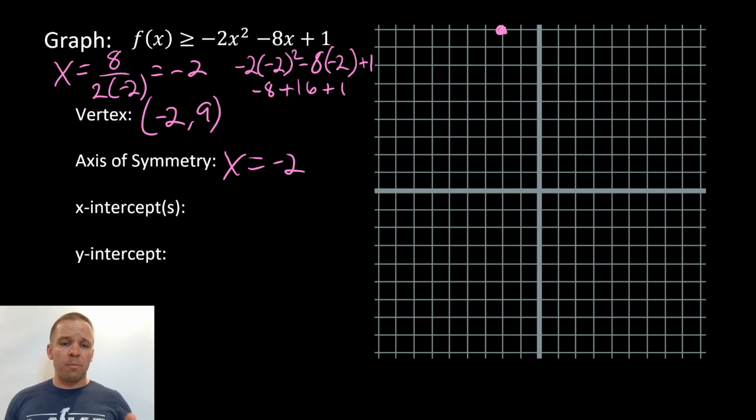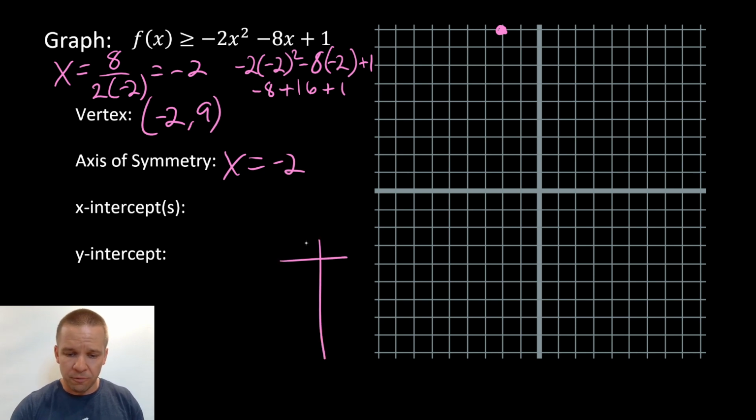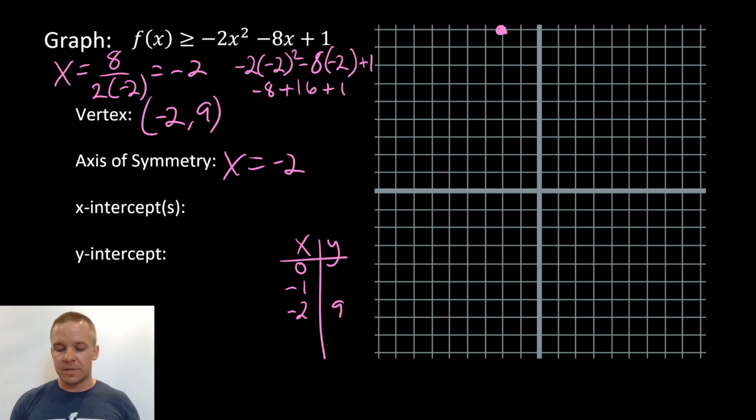Now I'm going to figure out some other points here. Why don't I plug a point into the right of that? So how about negative 1? We can even have a little t-chart if you prefer to figure this out. So I've got my vertex, which is negative 2 comma 9. I could plug in negative 1 and 0 for my other values. And then I could do the negative 3 and the negative 4 here, but they're going to be the same on either side of that vertex.